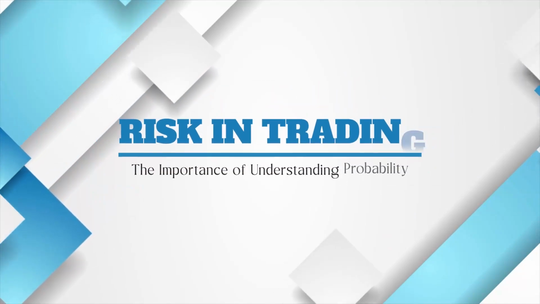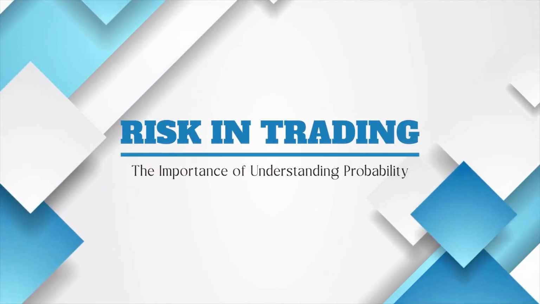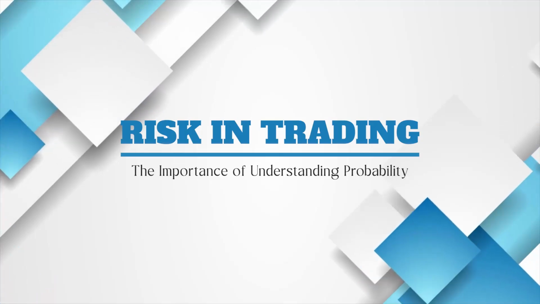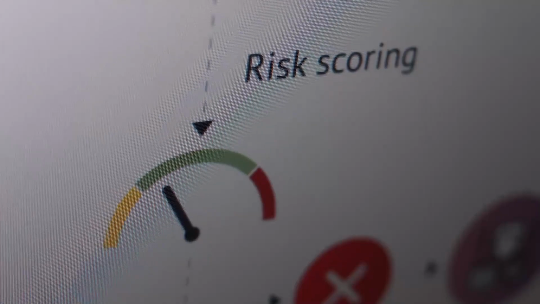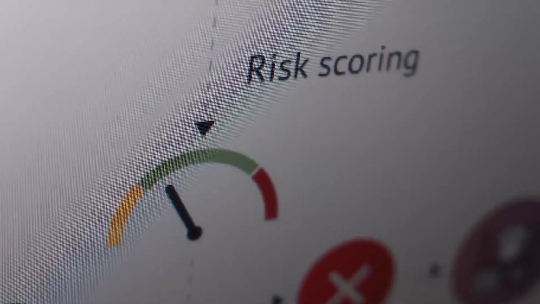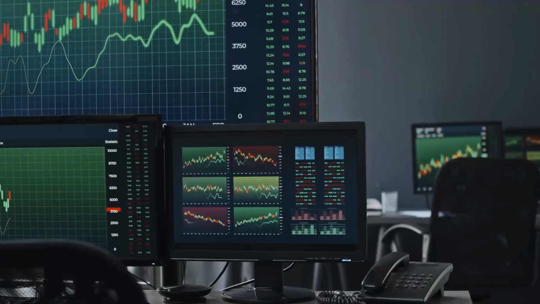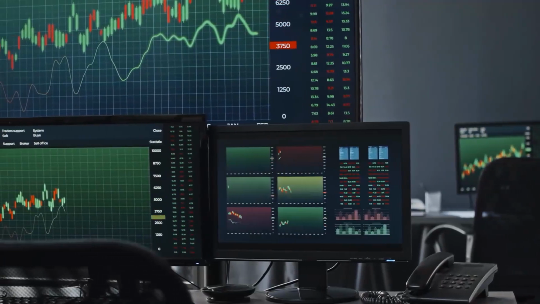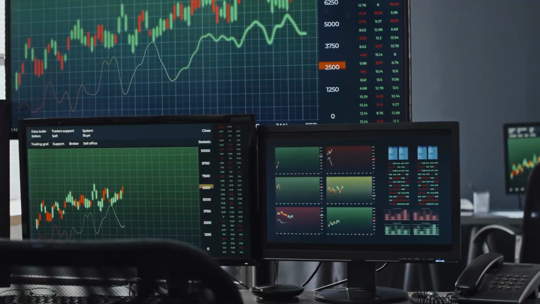In this chapter, we will discuss the importance of understanding probability and risk in trading. Probability is a fundamental concept in trading, and it's critical to have a solid understanding of it to make informed trading decisions.